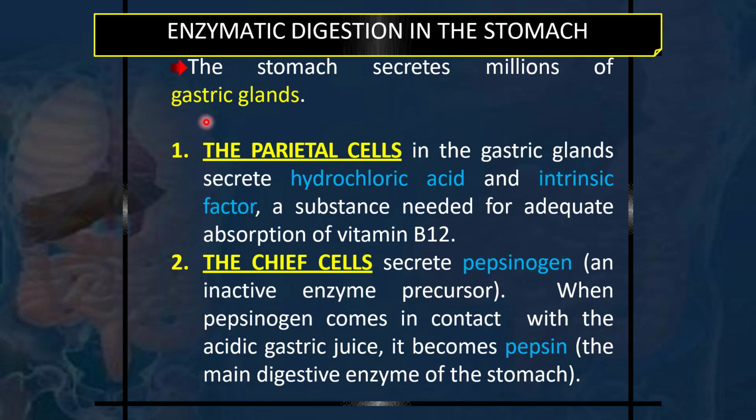The stomach has millions of gastric glands, containing the parietal cells and the chief cells. The parietal cells in the gastric gland secrete hydrochloric acid and intrinsic factor, which is responsible for absorption of vitamin B12. And the chief cells secrete pepsinogen, which is an inactive enzyme precursor, and then it gets activated by the gastric juice to become the enzyme pepsin, which helps in the main digestion in the stomach. So the main digestive enzyme in the stomach is pepsin, which has been activated from its inert form pepsinogen with the help of gastric juice.